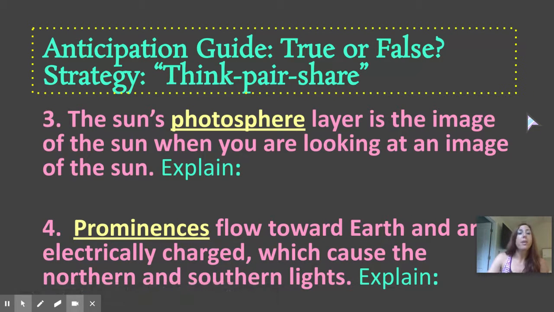And our warm-up questions: the sun's photosphere layer is the image of the sun when you are looking at an image of the sun. Is that true or false? And explain why. And our second question: prominences flow toward Earth and are electrically charged, which cause the northern and southern lights. Is that true or false? And explain why.